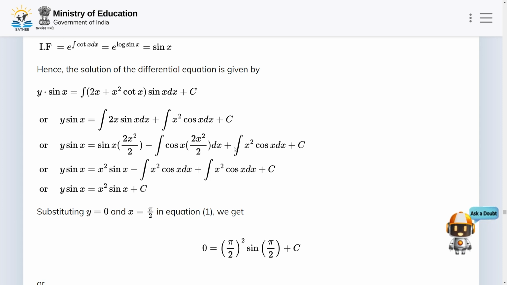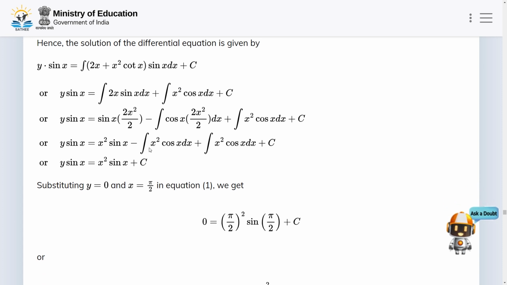Okay, you will get this. We are not touching this term right now. Why? As you can see, in this integration using by parts, you will get some extra term, the same term as this but different in sign, so this will be cancelled out. You will have y sin x is equals to x square sin x plus c.